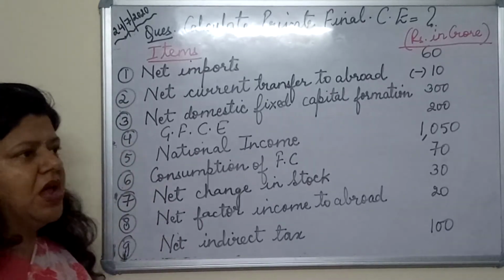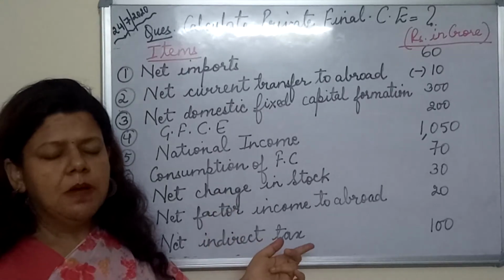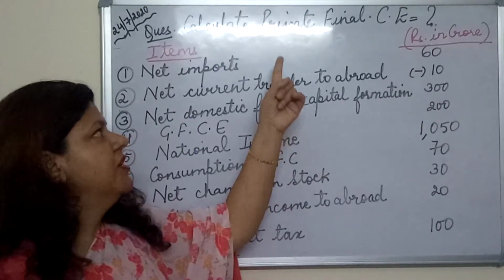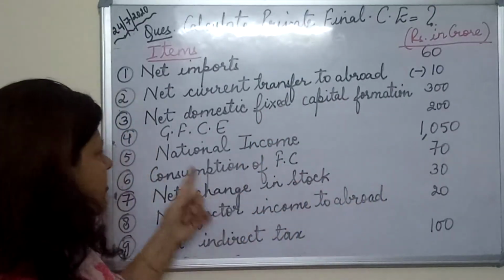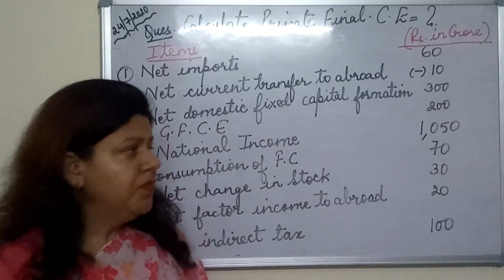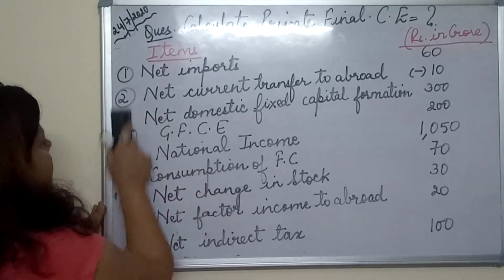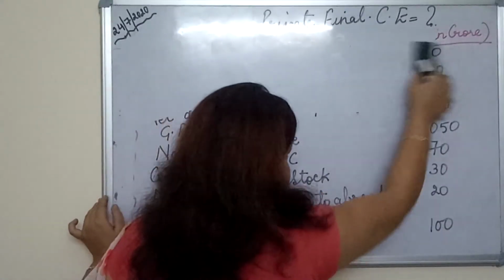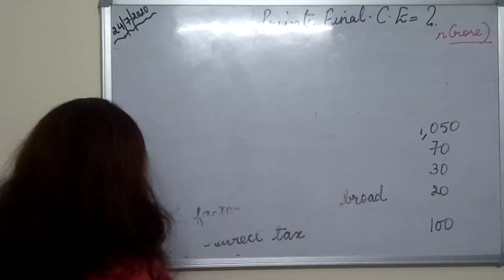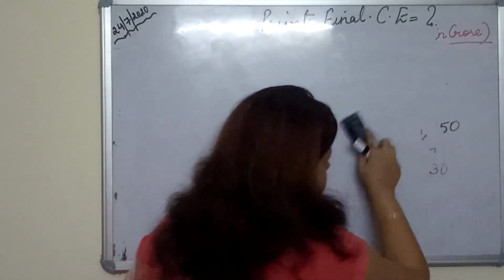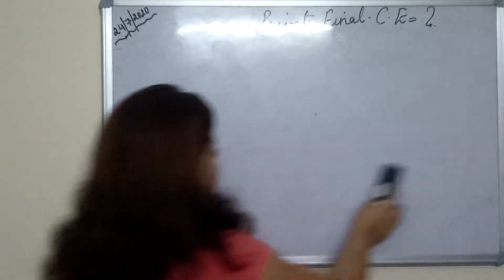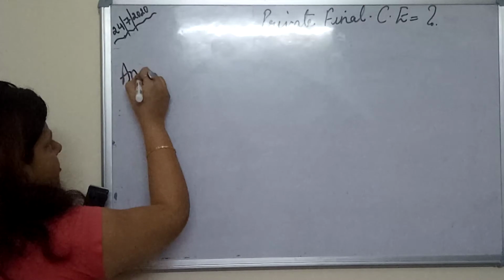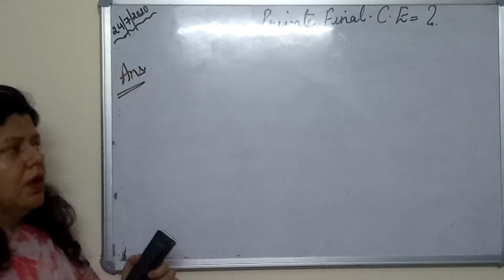Students, in this question, we don't have to calculate national income, but we have to calculate a head of the formula, that is private final consumption expenditure, in which national income is given to you. Now, when national income is given to you, how can you calculate private final consumption expenditure? We will just twist the formula and we will get the private final consumption expenditure. First I'll tell you how to twist the formula. Clear?